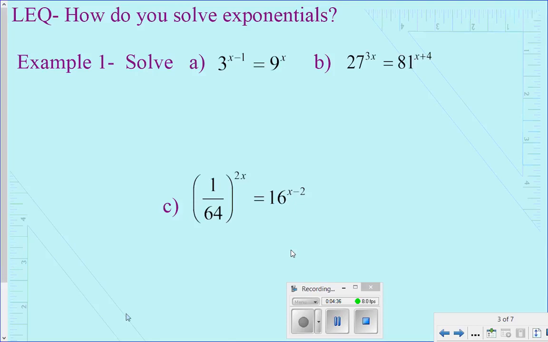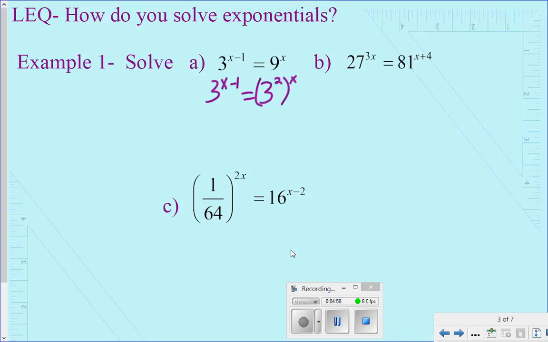So what you want to do is you want to rewrite the 9. You want to rewrite that so that it has the same base as the 3. Well, they share a base of 3, so that's easy to do. So I'm going to copy the left side of the equation, and 9 is the same thing as 3 squared, and that's to the x power. And I'm able to do that because 3 squared is equivalent to 9.